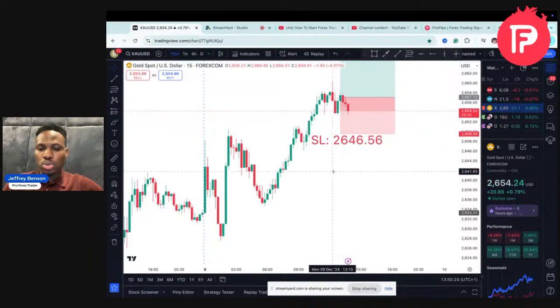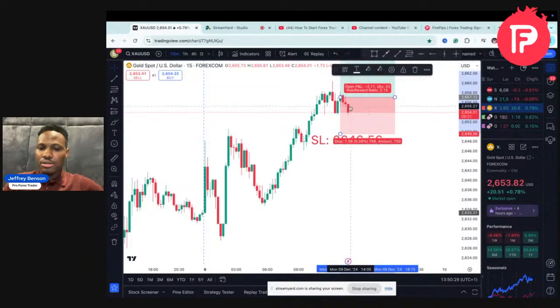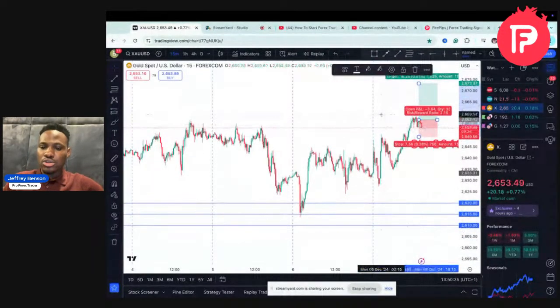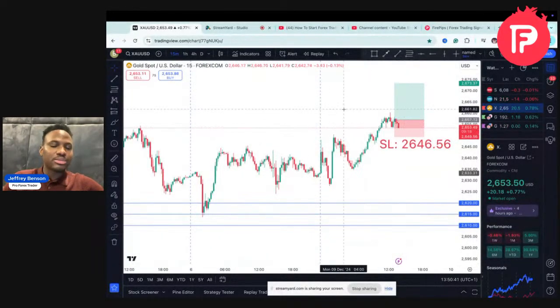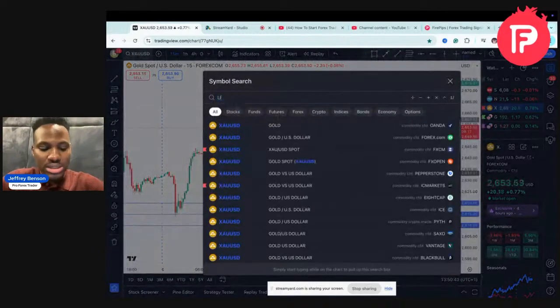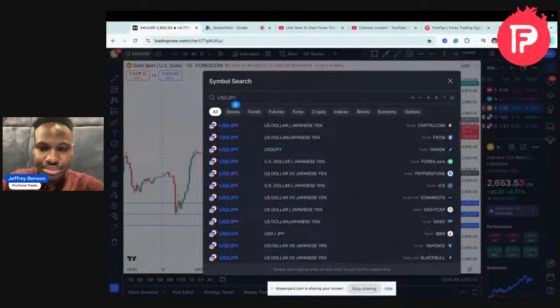My stop loss is 2646.56, and that is 75 pips from where I get in. And my take profit is high above, twice as much as that. That's what I'm looking at catching. All right, so now we're in a drawdown, that is, it is going against us, but we are still holding. Hope that's clear. Thank you. That's the clarity. So now USD JPY.